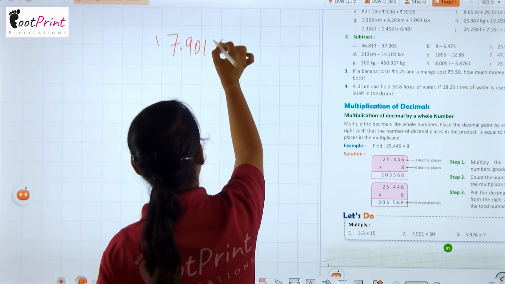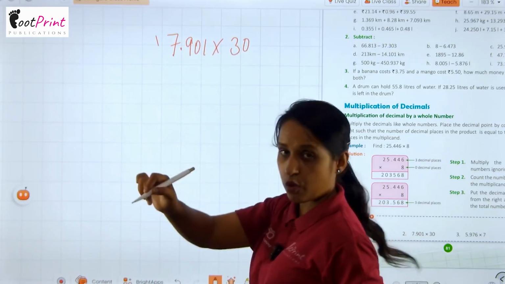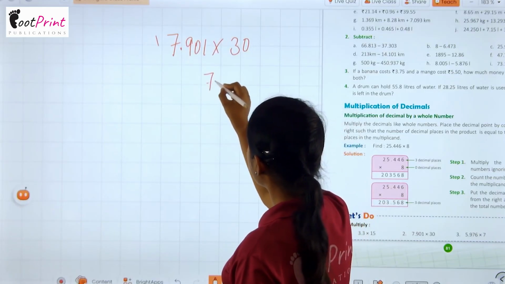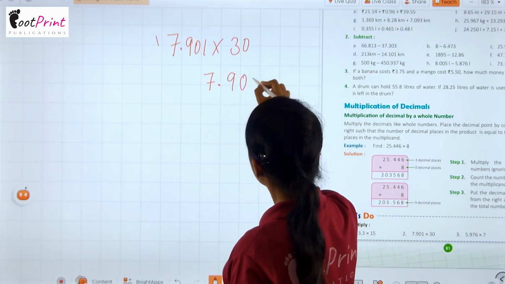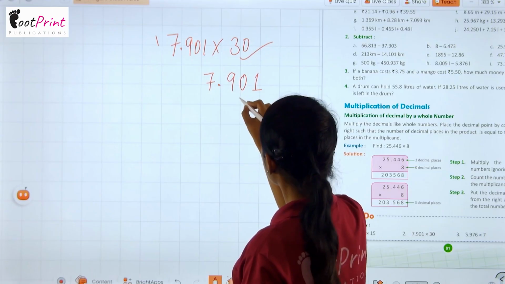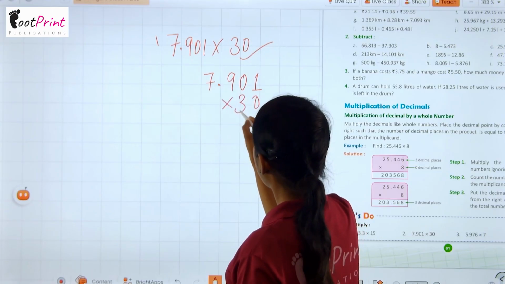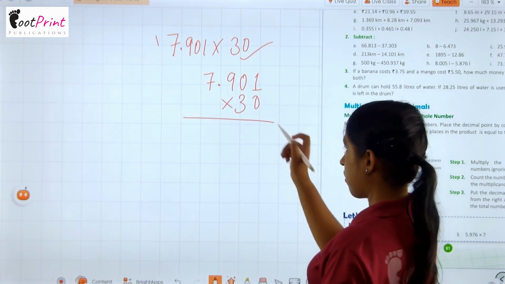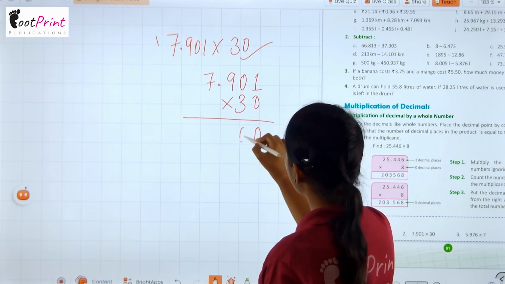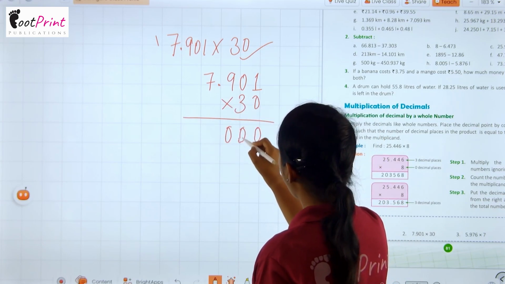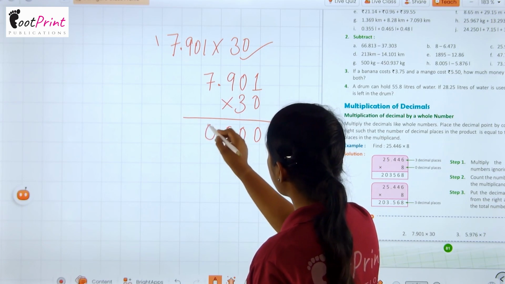7.901 multiply 30. Okay. So how do we multiply it? First we write the number. Then we write the multiplicand, that is 30. And then we will multiply. 0 को 1 से किया 0, 0 को 9 से करेंगे 0, and 0 into 7 is also 0.